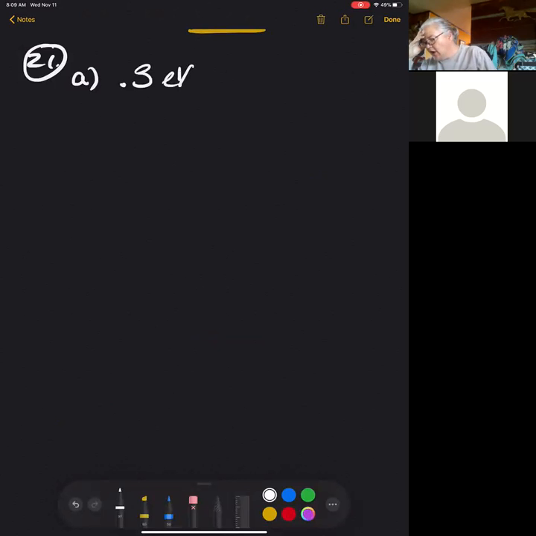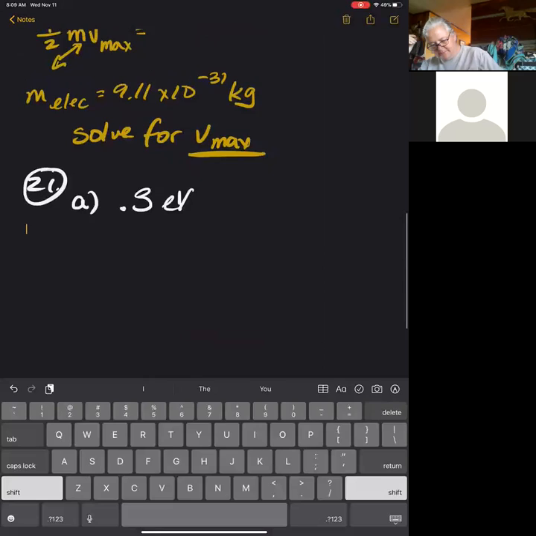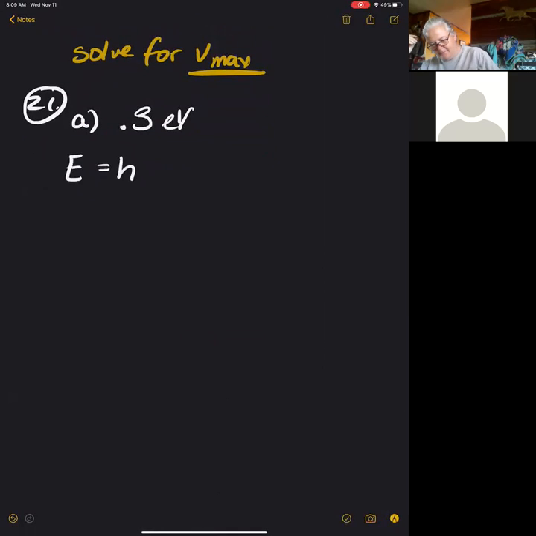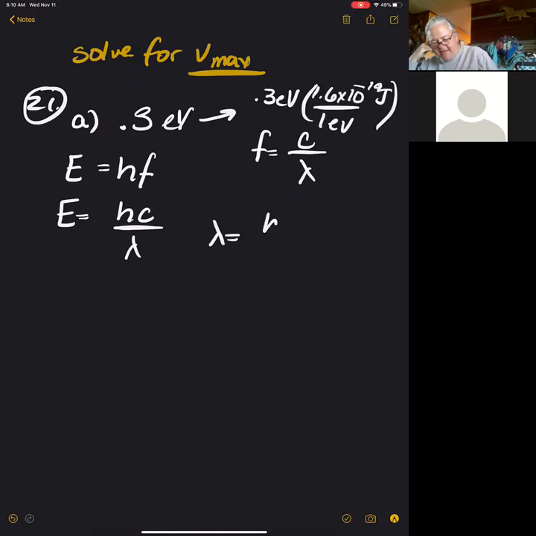So I need to find the wavelength. The energy is h times f. But if I want to find the wavelength, I can remember that f is c over lambda. That comes from the wave speed equation that we just saw in the previous problem. So I can rewrite E as hc over lambda. Now, I don't like any of these in eV, so I need to convert to joules. I'm going to convert 0.3 eV to joules. Then if I solve for lambda, it's going to be hc over E.